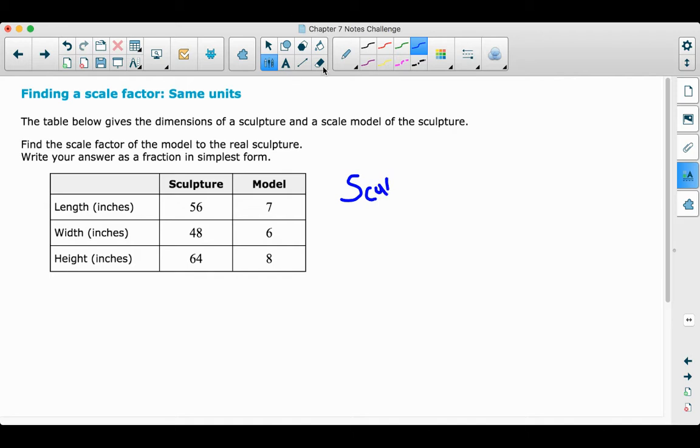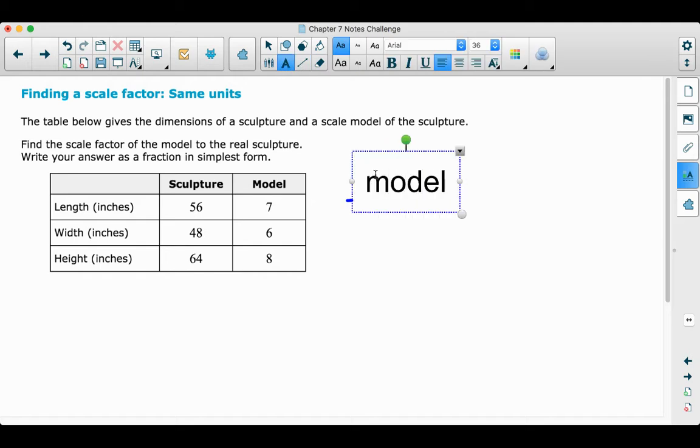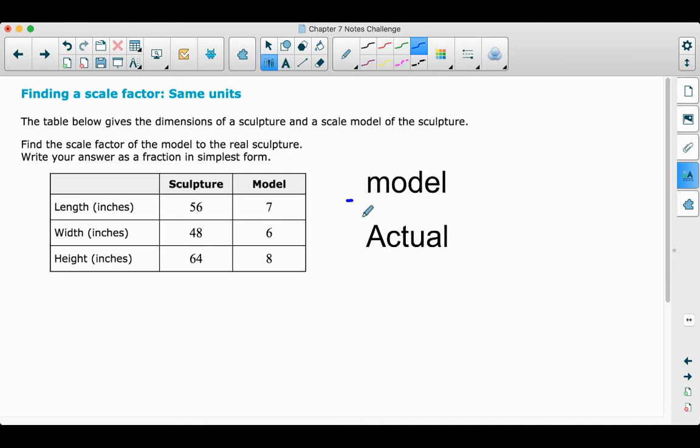So we're going to put the model on top, and we're going to put the actual on bottom. Okay, the model on top and the actual on bottom. And then we're just going to simplify.